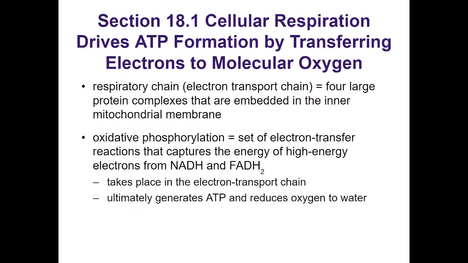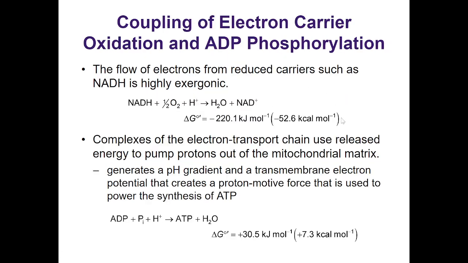Respiratory chain. This is the electron transport chain, four large protein complexes that are going to be embedded in the inner mitochondrial membrane. Oxidative phosphorylation is a set of electron transfer reactions. It's going to capture the energy of high energy electrons that are being transported by the NADH and FADH2. This takes place in the electron transport chain, which is this overall process right here. Ultimately it generates ATP and reduces oxygen to water. The flow of electrons from reduced carriers such as NADH is highly exergonic. Remember that exergonic means it produces, gives off free energy, right?